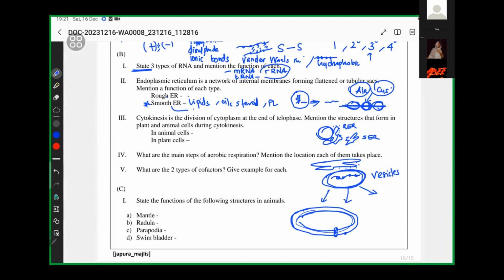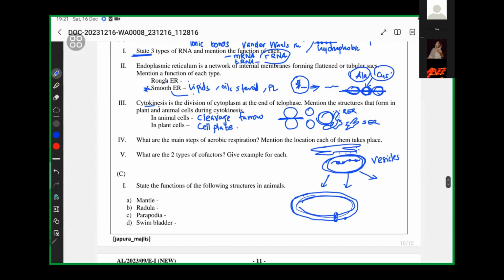The cytokinesis is the division of cytoplasm at the end of telophase. Mention the structures that form in plant and animal cells during cytokinesis. So, you know, the cytokinesis is the division of cytoplasm. If two cells are dividing, at the end, we need to divide those two cells in order to get two different daughter cells. So the process is the same. It is called the cytokinesis, but there are two different structures formed in animal and plant cells. So in animal cells, we have the cleavage furrow, and in the plant cells, we have the cell plate. These are simple questions.